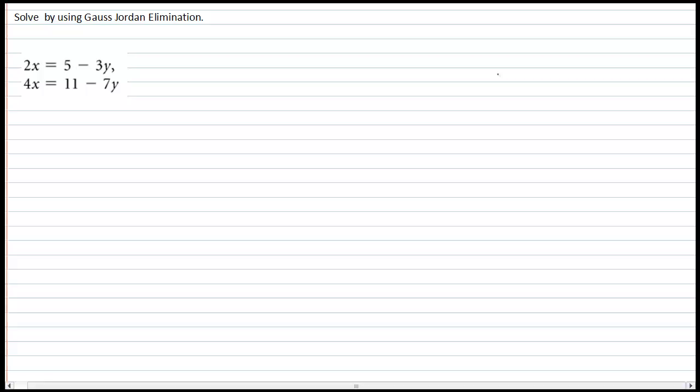Now in this next problem, we still want to solve by using the Gauss-Jordan elimination. Remember, in order to use the Gauss-Jordan elimination, we want to make sure that the system of equations is written in the proper format, where all the x's and y's are on the left-hand side, and all constants are on the right. So for this problem, 2x is equal to 5 minus 3y, and 4x is equal to 11 minus 7y, we want to add 3y to both sides on top, and add 7y to both sides on bottom.